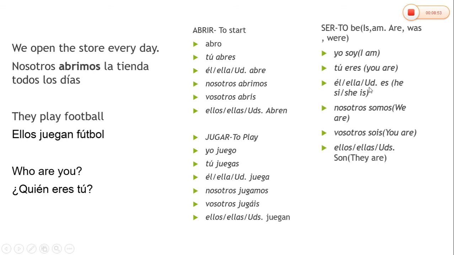Sorry, quién. Quién usted es. Quién, usted es. It's very simple.